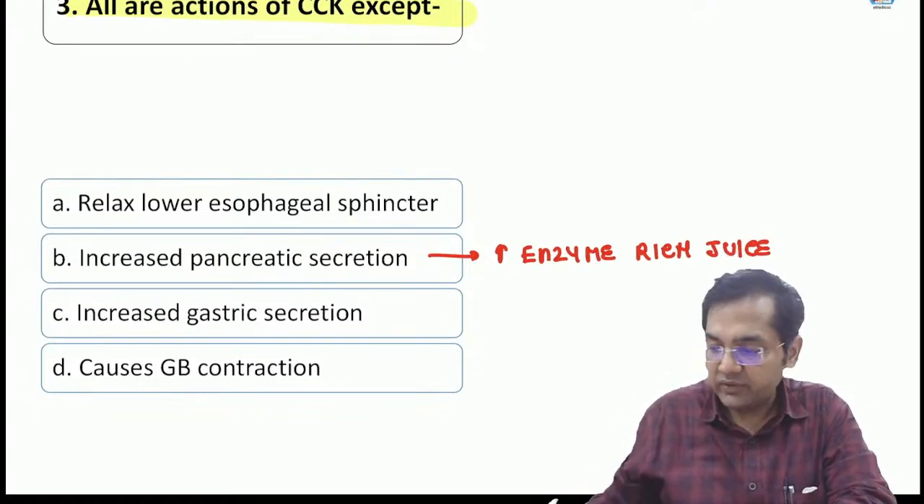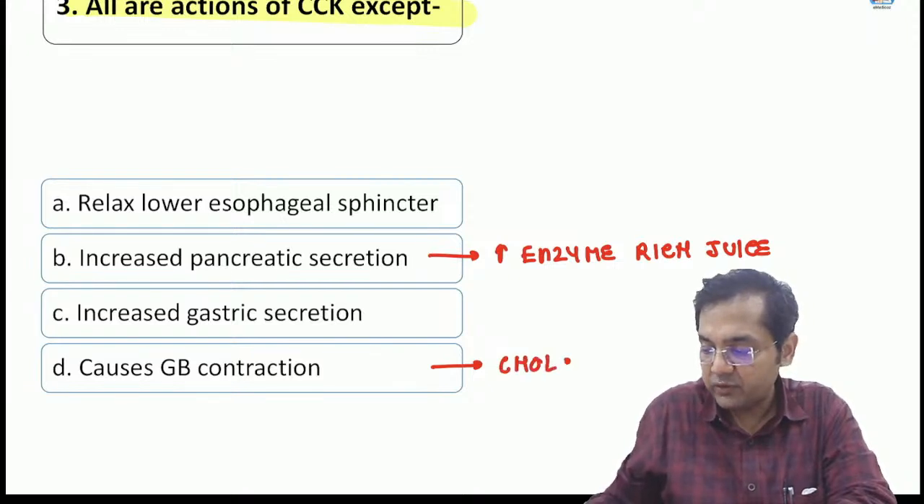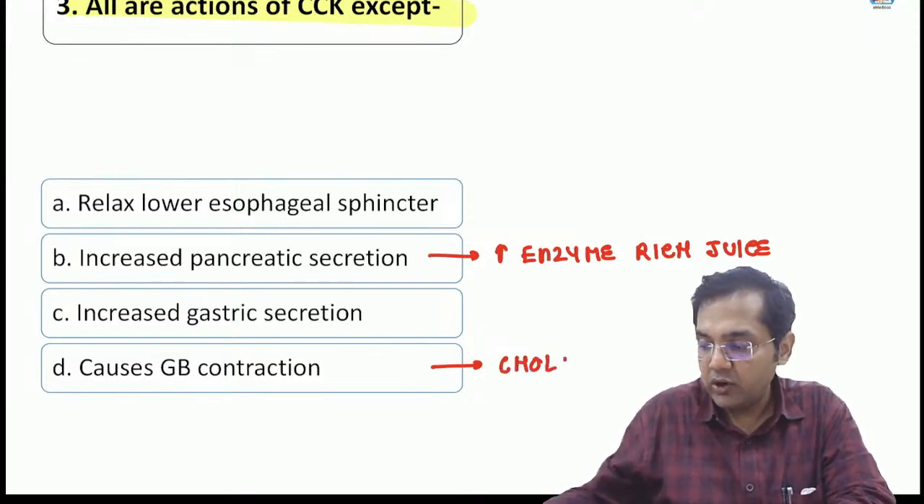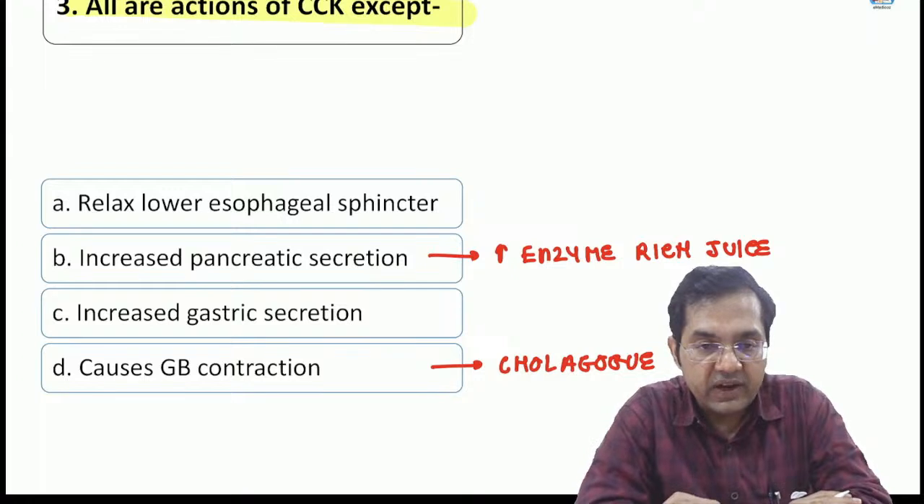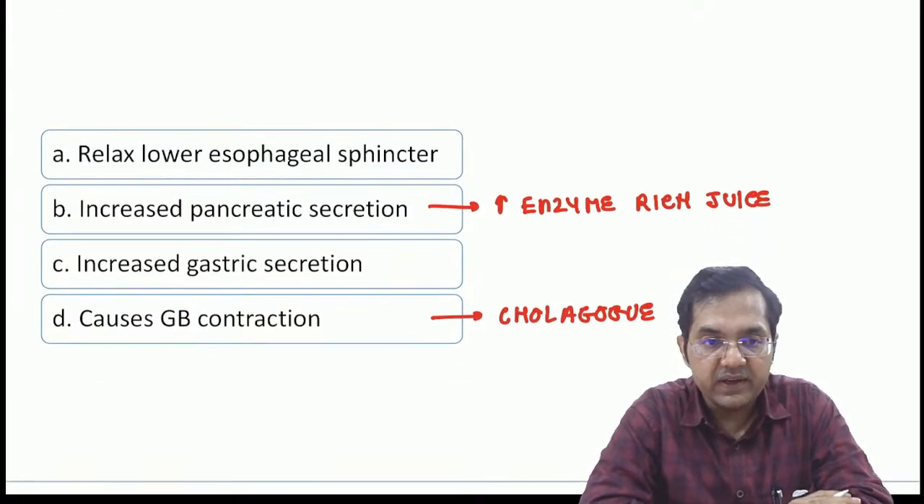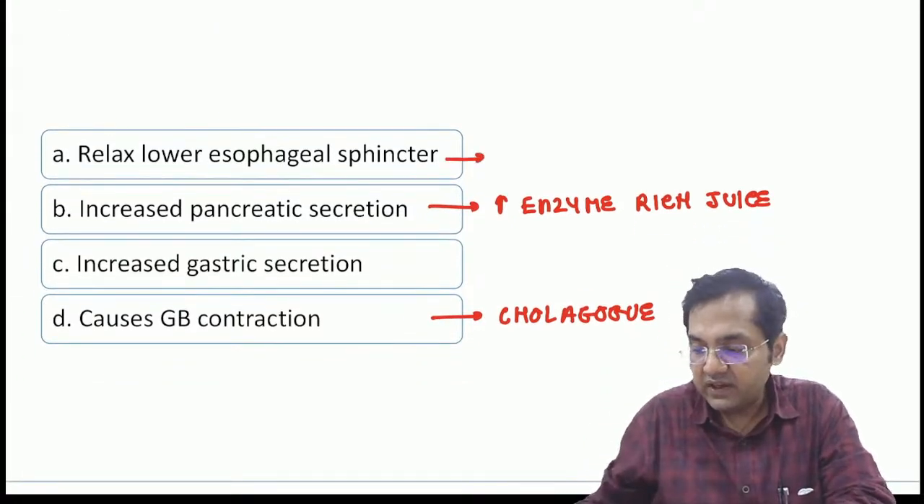Cholecystokinin causes the gallbladder contraction. Yes, independent MCQ. This is known as cholagogue action. Cholagogues mean the substances which increase the contraction of gallbladder and thereby release bile. Recent articles also tell us that cholecystokinin relaxes lower esophageal sphincter.